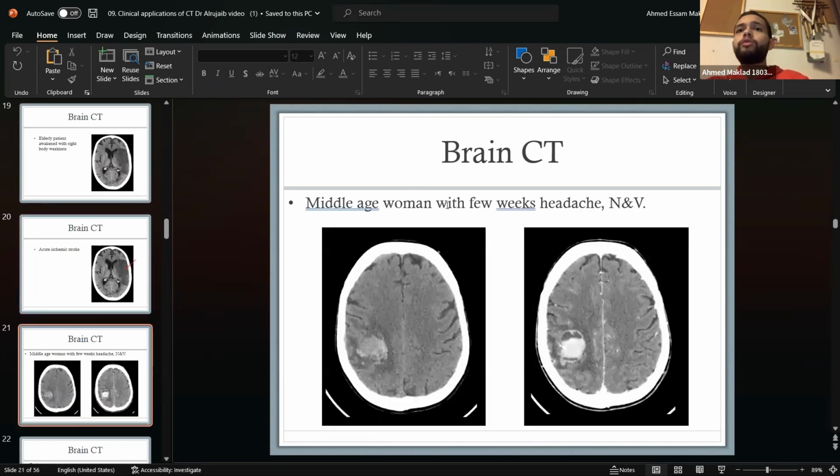See here a middle-aged woman with a few weeks of headache, nausea, and vomiting. What do you guys think this is?